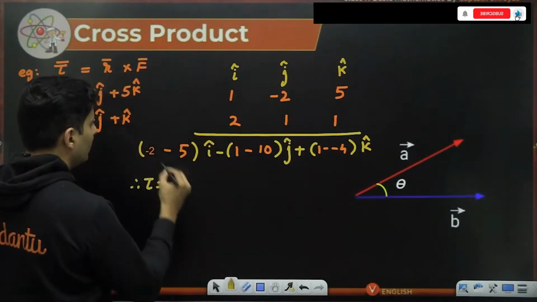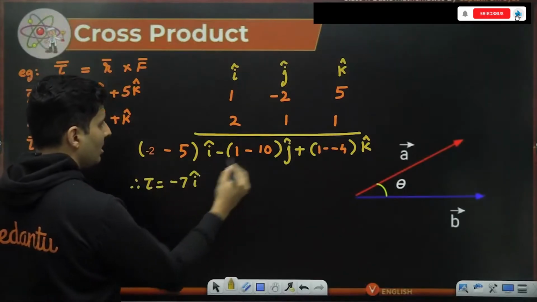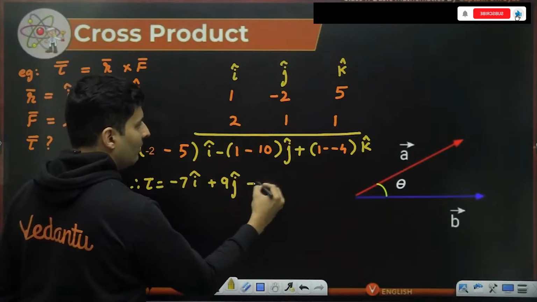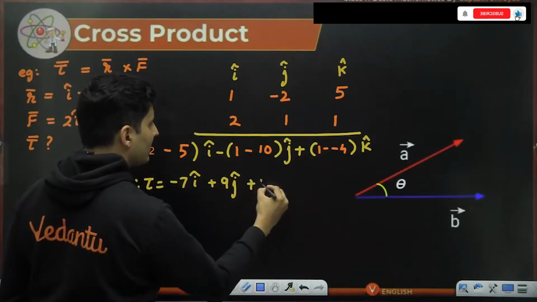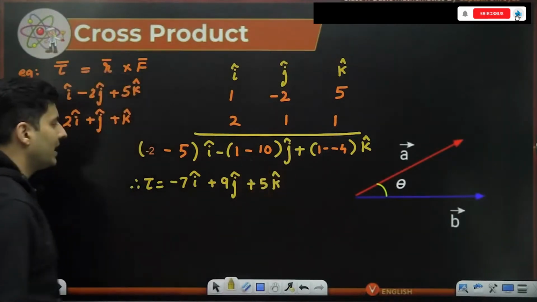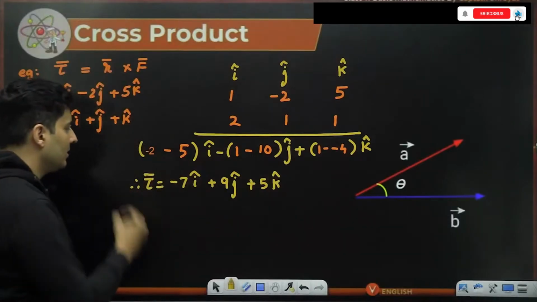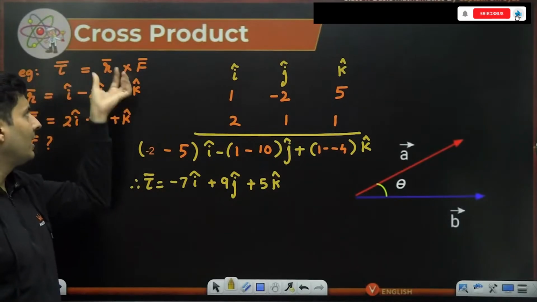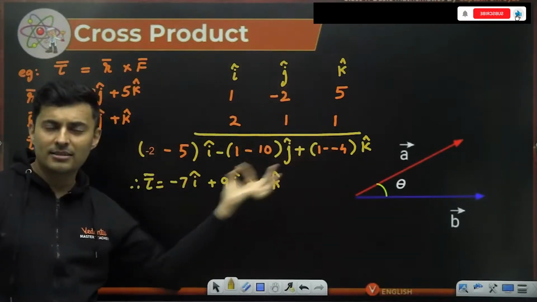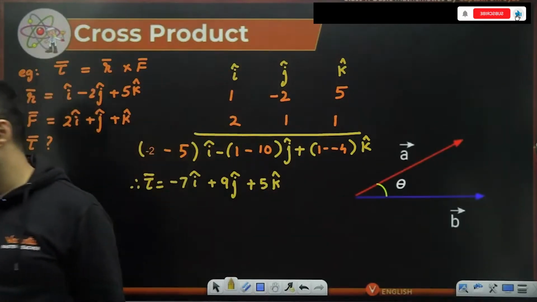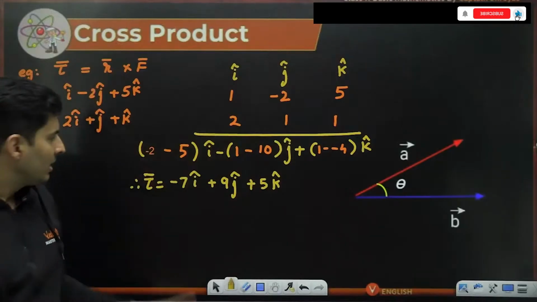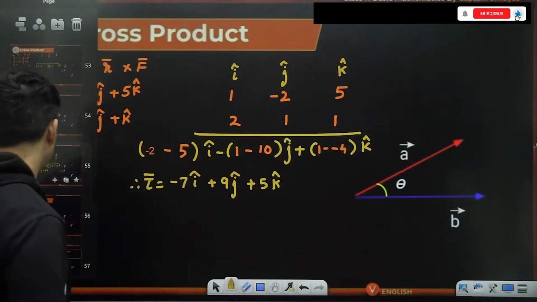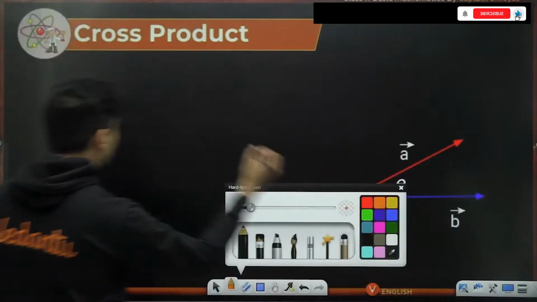Therefore, torque will be equal to, this is minus 7 I cap. 1 minus 10 is minus 9. So it will become plus 9 j cap. And minus minus is plus. So plus 5 k cap. So that is the torque vector over here. So if you know whose multiplication it is and the individual vectors, using this determinant method, you can easily get the answer. Everyone? Yeah? Just see if you are getting this. Solve more questions, you will 100% get a hang of it. Next question coming up on your screen.